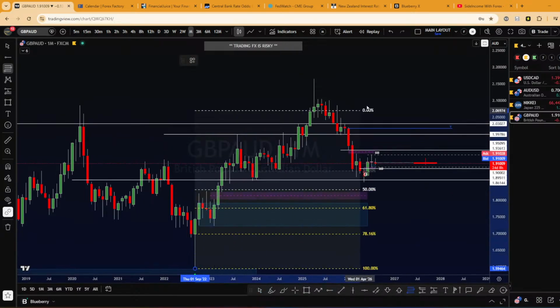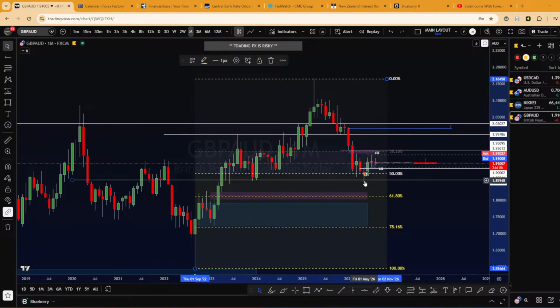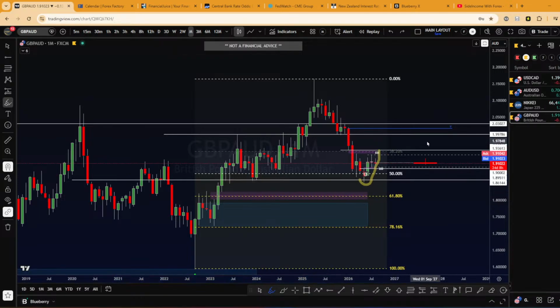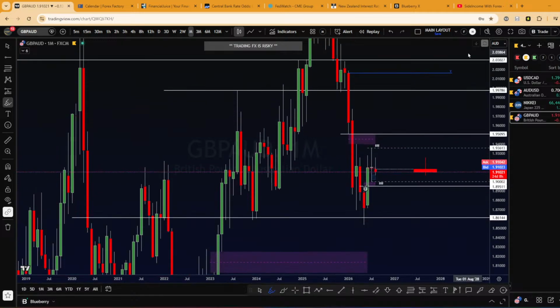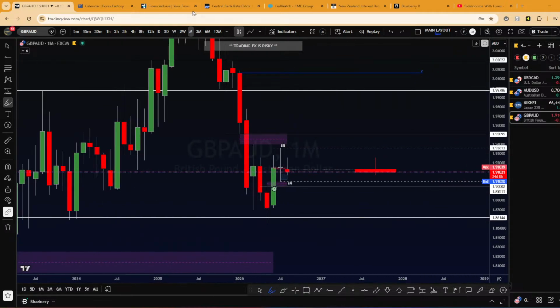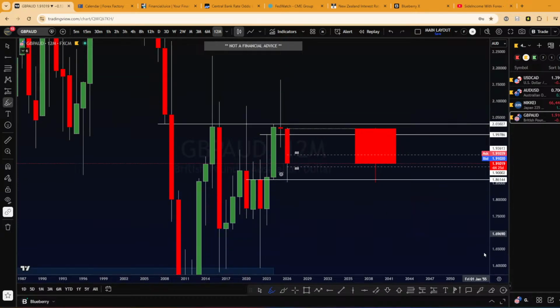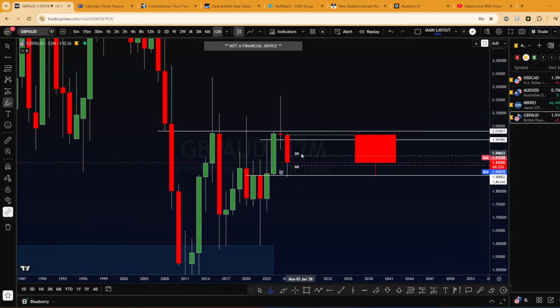We have some rebounds. See, we touched the 50%, so I expect some rebounds off this 50% right there, overlapping with this support level. So that's why I'm expecting some rebounds, but on the long term, fundamentally the pound Aussie is dropping clearly.